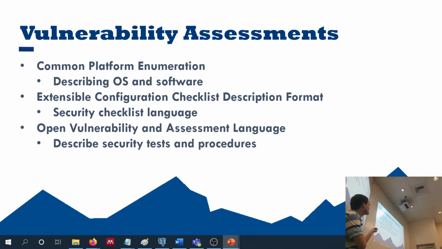All right, extensible configuration checklist description format. It's just a standardized way of writing a security checklist. That's all it is. Okay, open vulnerability and assessment language. This is a standardized way to describe any sort of security test that you may be doing, and also any procedures that you may have.